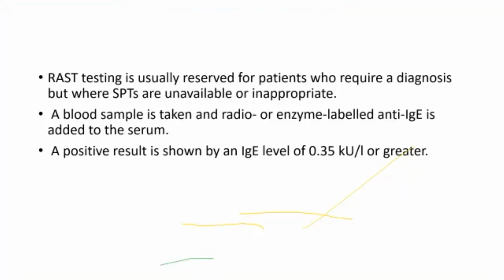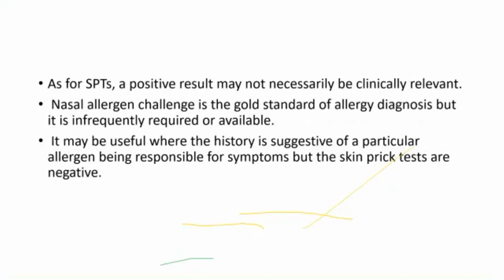So as you could see, RAST is done when SPT is not available or inappropriate. This is allowing us to see the immunoglobulin E in the blood added to the serum, and the level is 0.35 kilo units per liter or greater. This is how the measurement is done. More than 0.35 kilo units per liter is important. As with skin prick tests, a positive result may not necessarily be clinically relevant.